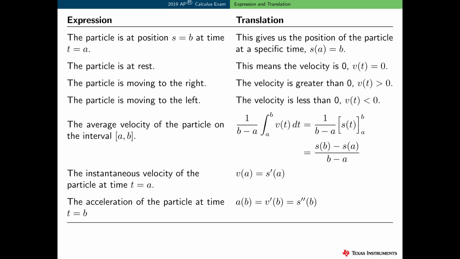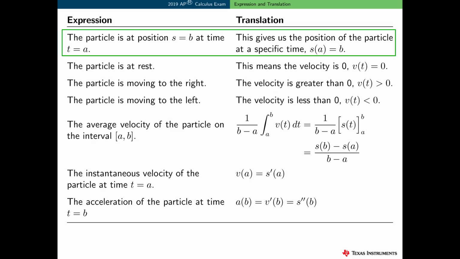Let's suppose a particle moves along a horizontal line so that its position at time t greater than or equal to 0 is given by s of t, the velocity by v of t, and the acceleration by a of t. Here are some typical expressions or phrases used in particle motion problems, and the corresponding translation into mathematics. If we are given the position of the particle at time t equal a, this means that s of a is equal to b.